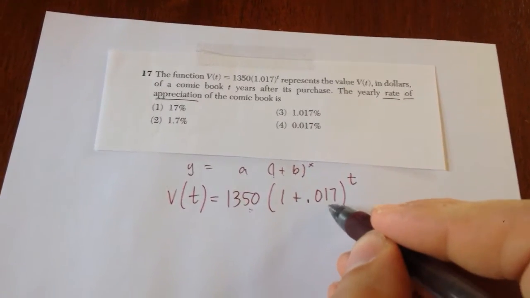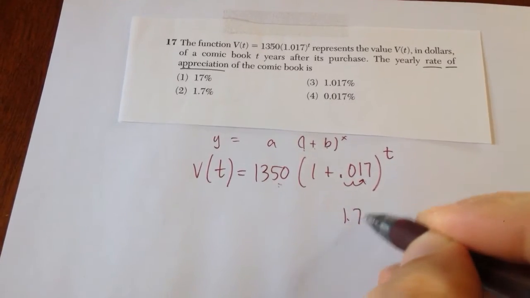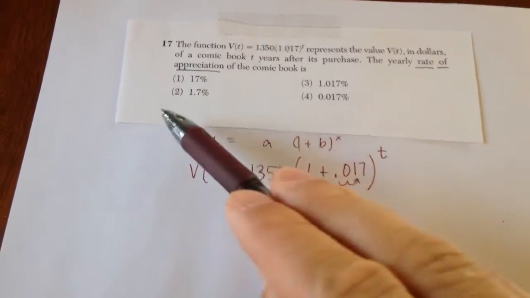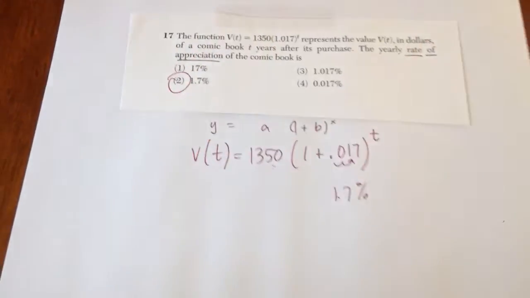Okay, but this is a rate as a decimal, so what I need to do is move it back 2 places to convert to percent. The choice is number 2. They want you to circle number 4.